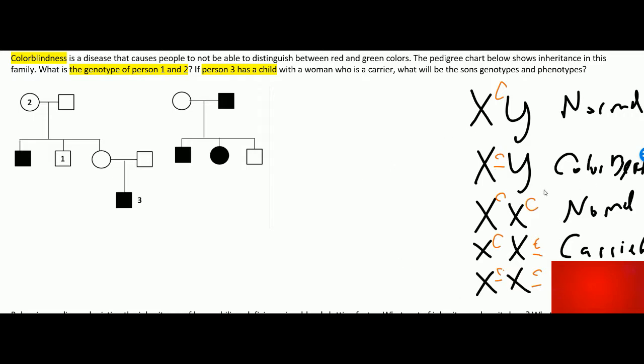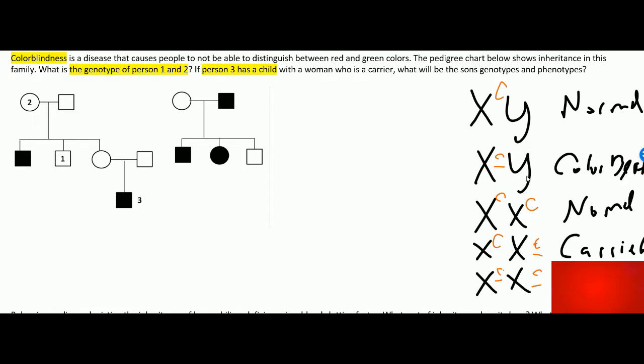So now that I have all of my genotypes and phenotypes up, what I would advise that you do at this point is to start labeling everybody on this pedigree that you can. And because they're asking for 1 and 2 and 3, we're going to focus on this side. So for the boys, in any X-linked recessive disease, they're going to be the easiest ones to figure out because you only have two options. Either they're going to be normal, and if they're unaffected, like this guy right here, this has to be his genotype. He has to have X uppercase C Y. And if he's colorblind, he has to have X lowercase c Y.